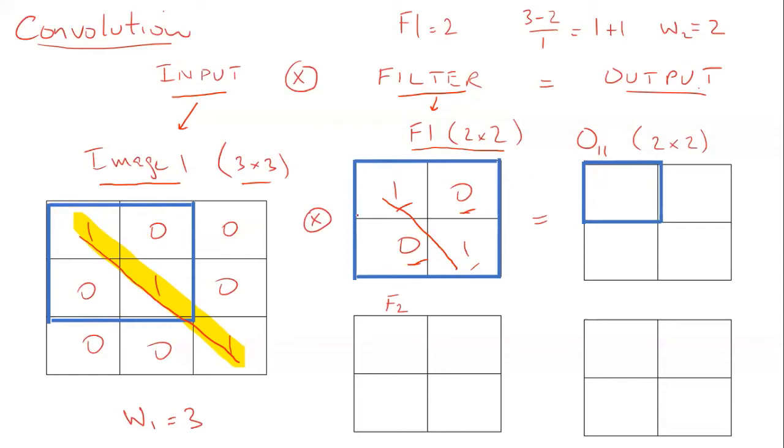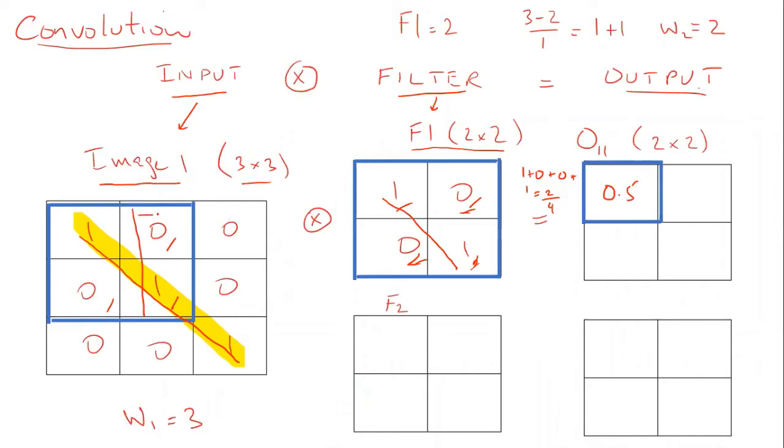We get 1 times 1, plus we multiply 0 with 0, that's a 0. Then we multiply a 0 with a 0 over here, again another 0. And then we multiply a 1 over here with a 1 over here. So the answer is a 2. Then we take the average; there are 4 points, so the average is 0.5. Now we're going to apply the same filter and shift it by 1 slot.